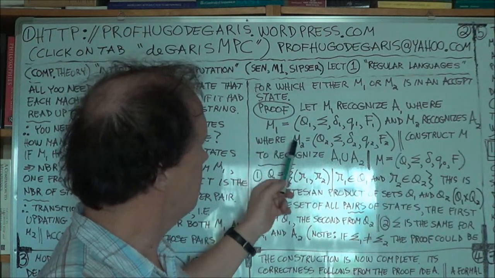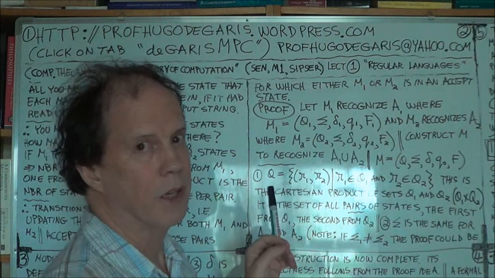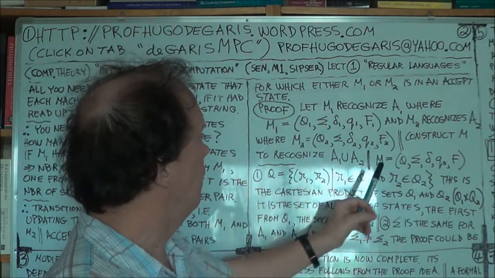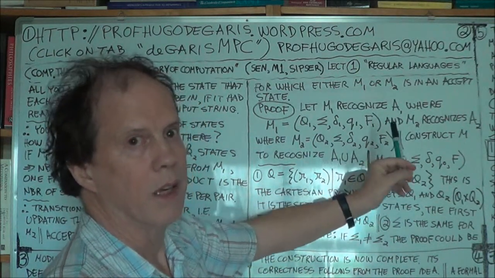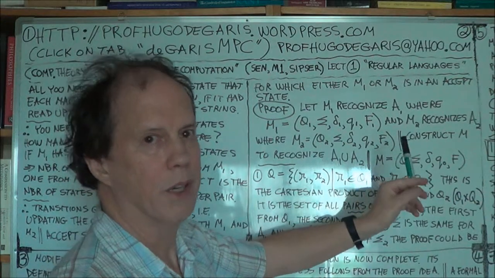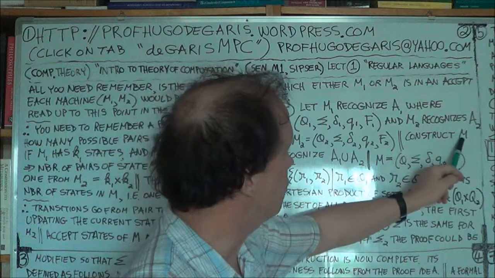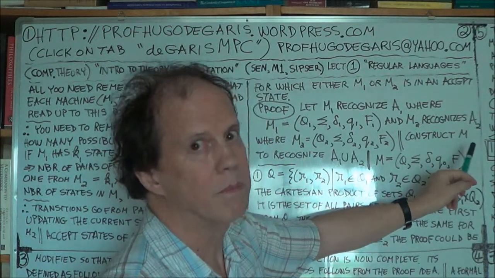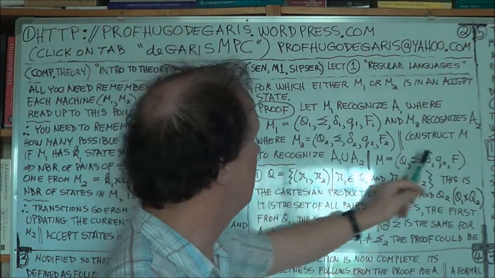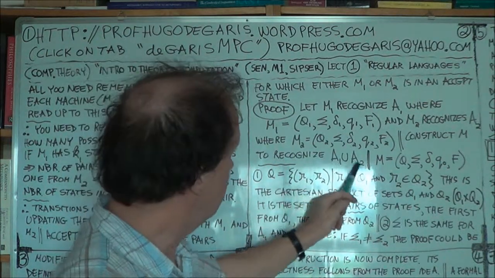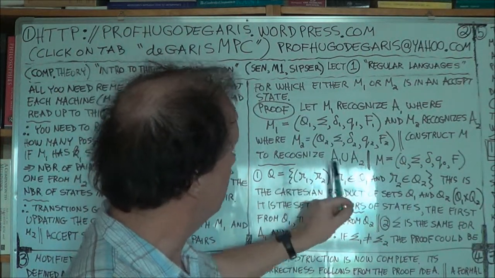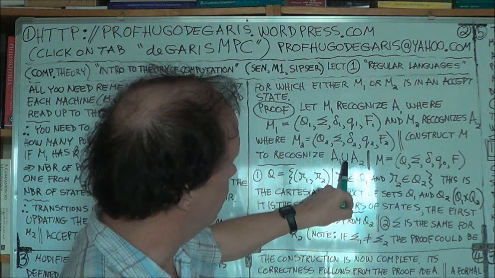So these two machines, they recognize regular languages. By definition, regular languages have automatons that recognize them. Now, the aim is to construct a machine M, different from M1 and M2, that recognizes the union of these two languages, M1 and M2. That's the union operator, the union symbol.